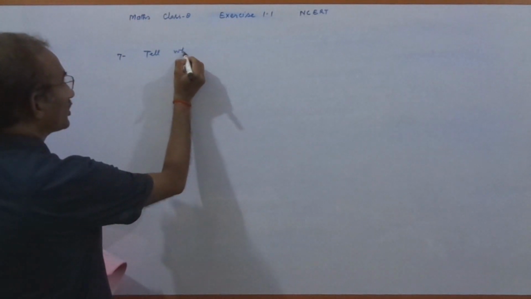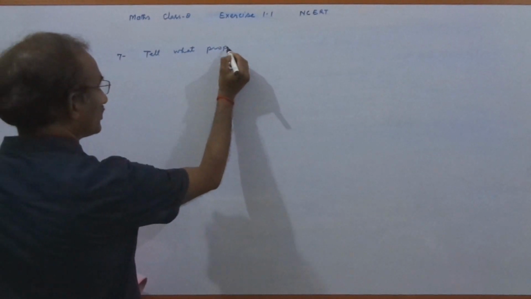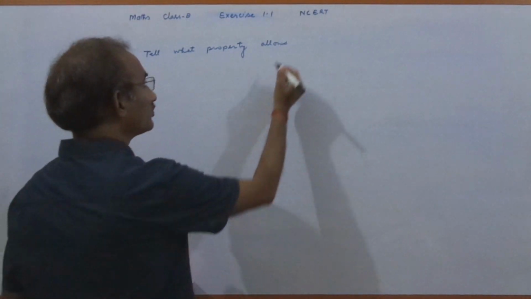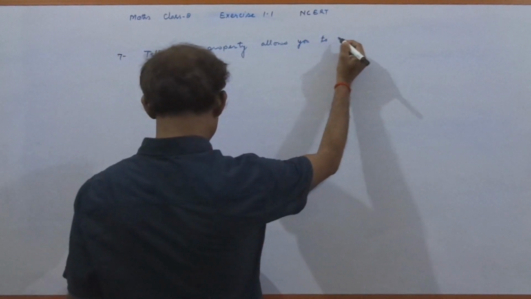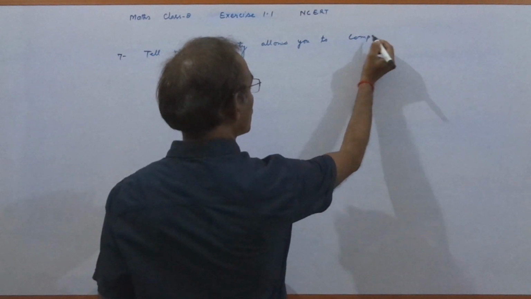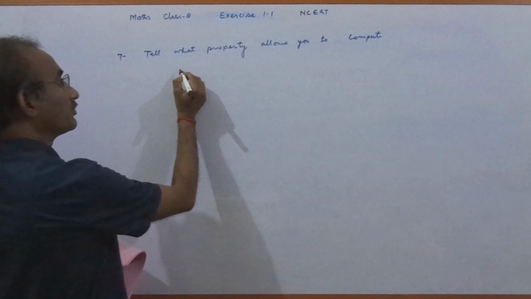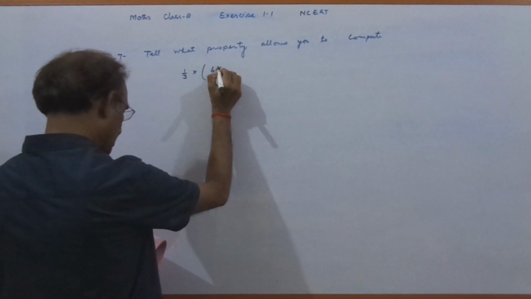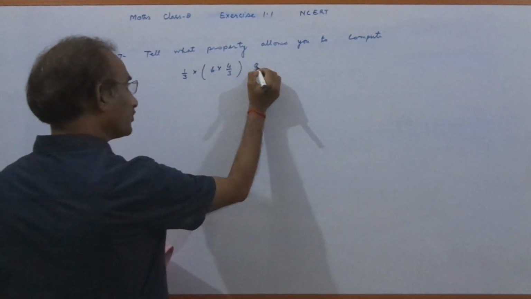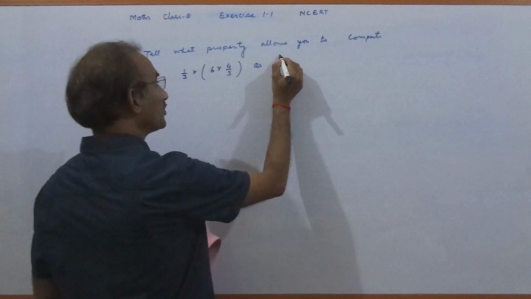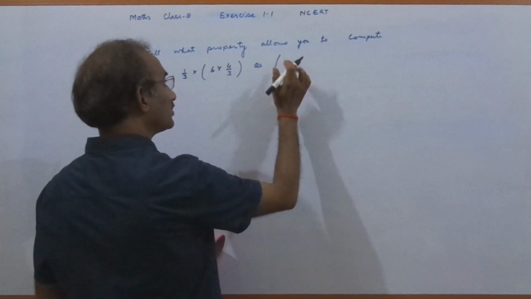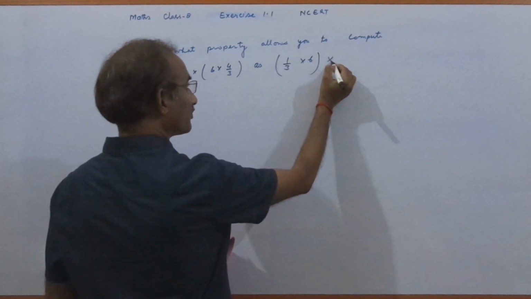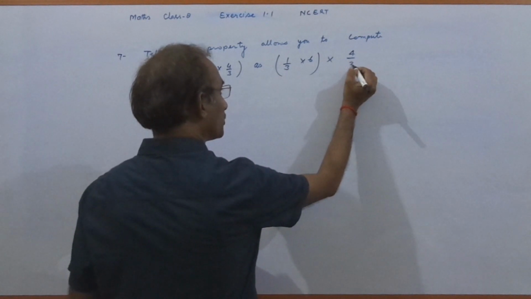Tell what property allows you to compute 1 upon 3 multiplied with 6 into 4 upon 3 as 1 upon 3 multiplied with 6 and 4 upon 3.